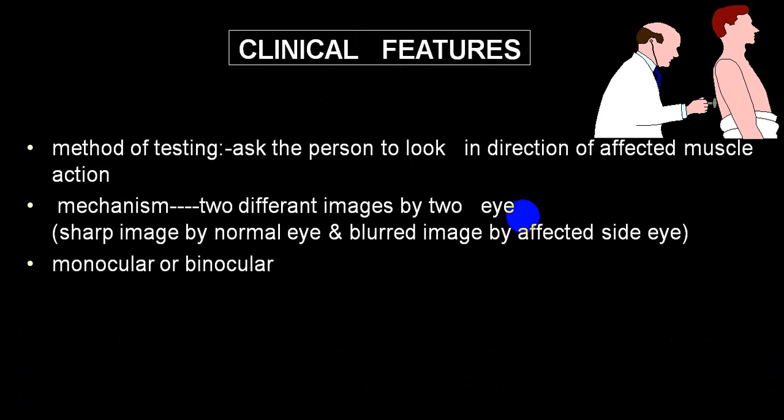So for a person who has diplopia, ask the person to look in the direction of the affected muscle, which is the paralyzed muscle. Person will have diplopia because the eye cannot move in that direction, and the other eye will have a conjugate movement, will give rise to a sharp image, and that will produce diplopia.